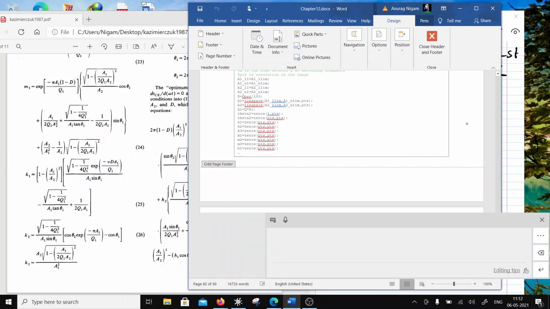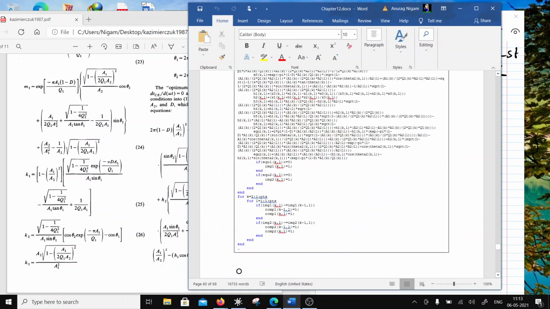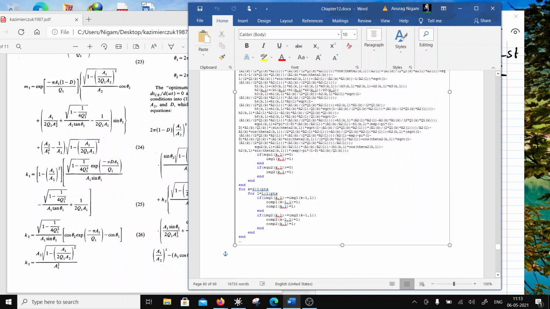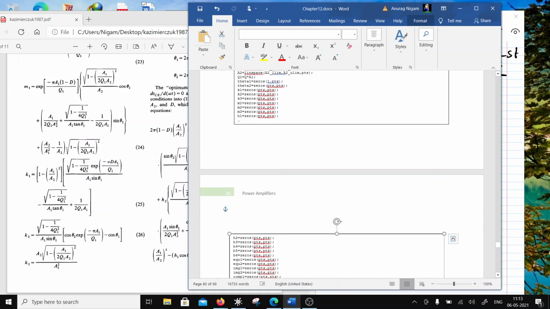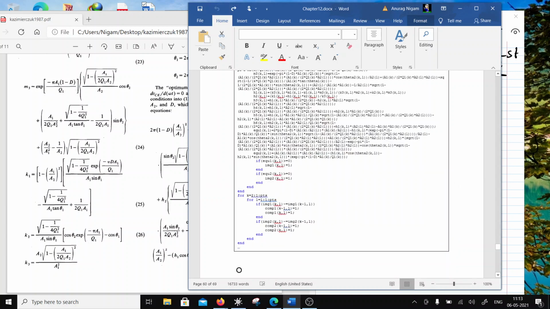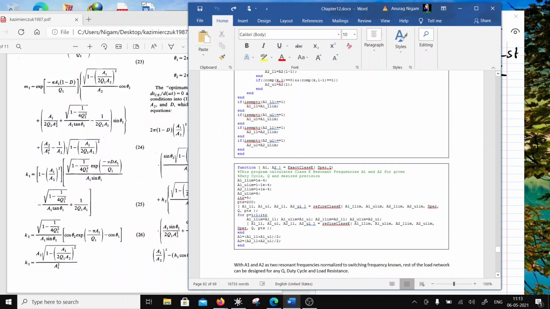So let me just, okay, why is it stuck here? This is the code which I have written, which is doing that. It is refining A1 A2 till you converge to a solution. Once you converge to a solution for a given switch-on duty cycle and given Q, you repeat this and you get A1 A2.